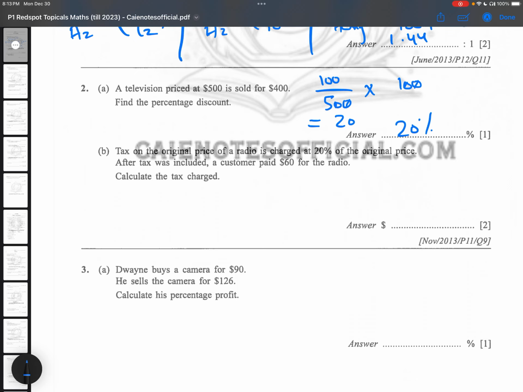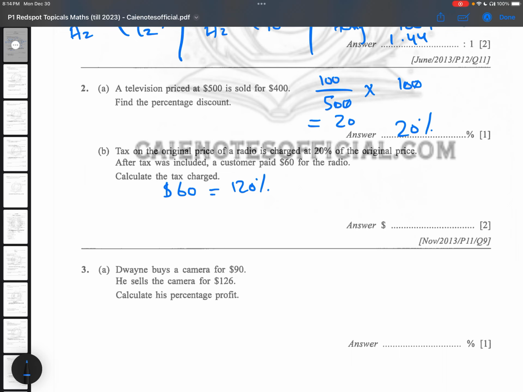Now it says tax on the original price of a radio is charged at 20% of the original price. After tax was included, a customer paid $60 for the radio. Calculate the tax charged. So when the tax was included, a customer paid $60 and the tax was 20%. So he actually paid 120%, because 100% is the original price and he paid 20% tax. So he paid 120% and that amount is $60.